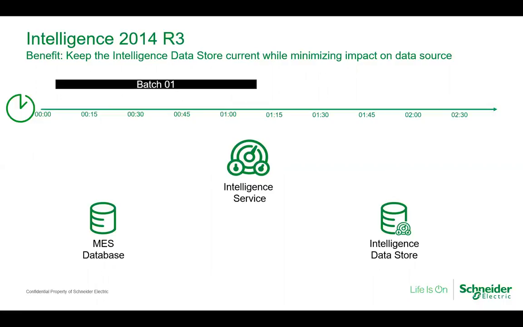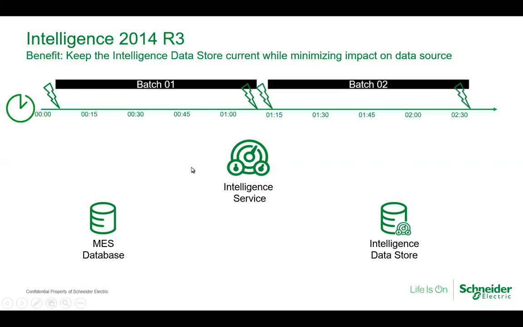Basically, we want to detect the batch start, and this can be done through a script, an application server workflow, or a web page that detects the event of the batch start and batch end and sends a request to the Intelligence service through the REST-based API. And we do the same thing at the batch end and for all subsequent batches.